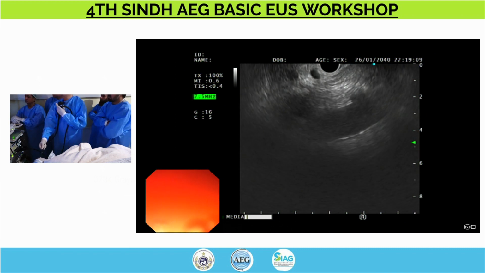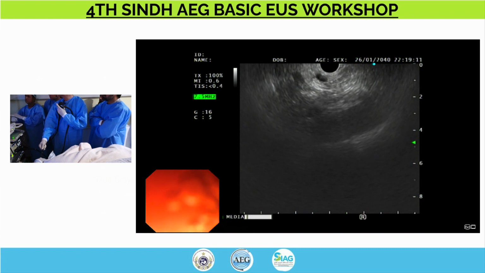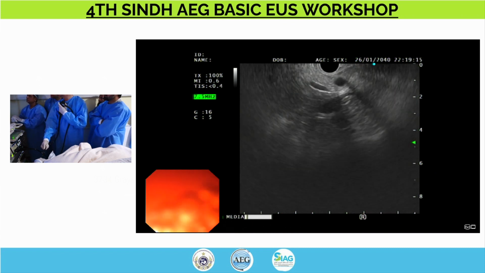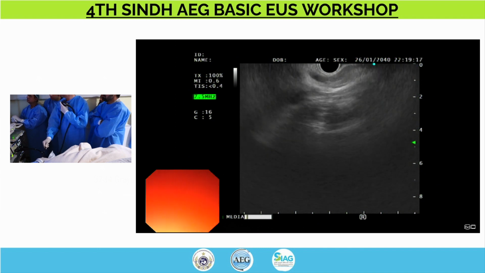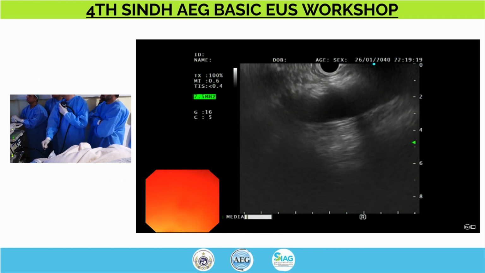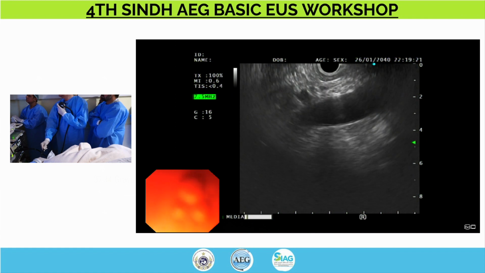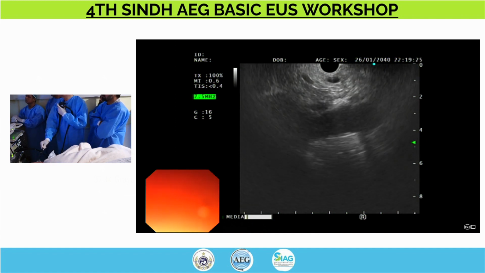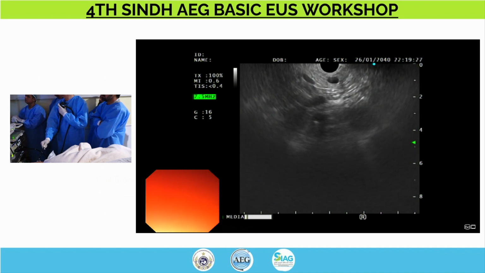Superior mesenteric artery. So the first takeoff is obviously the celiac artery. And the second one is the superior mesenteric artery.